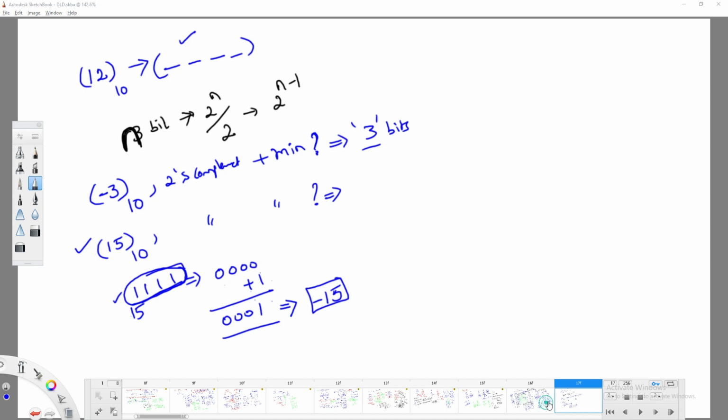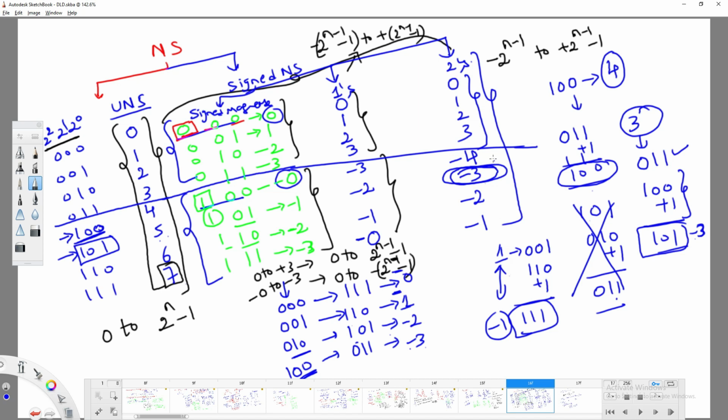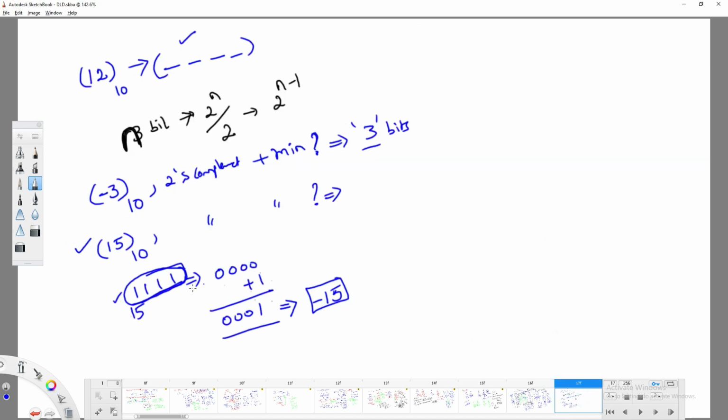If it supports plus 15, if it supports minus 4, can it support plus 4? According to this particular generalization, it is not supported, because in order to represent a positive number on the positive side, you require one more bit. So 4 bits are not sufficient. So you can go with 5 bits.